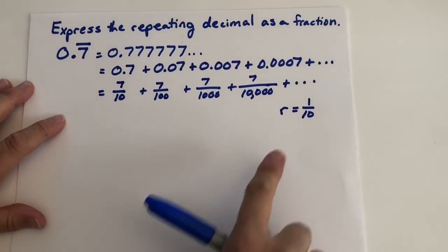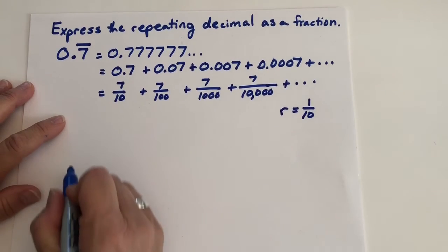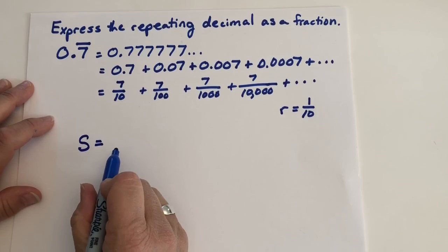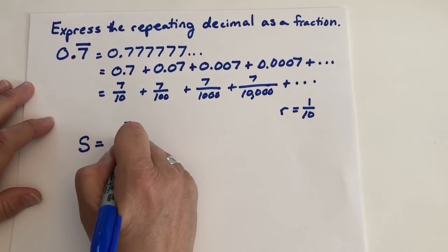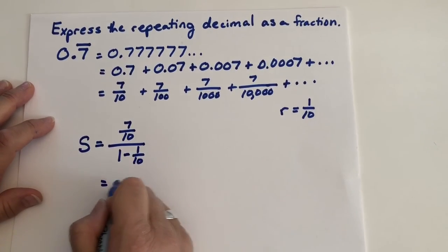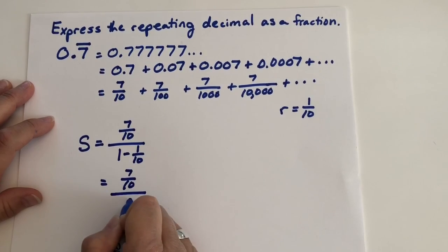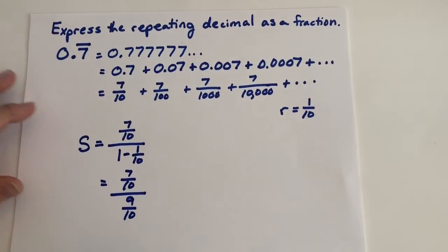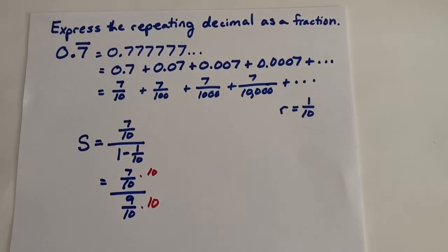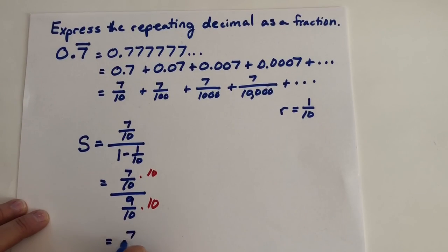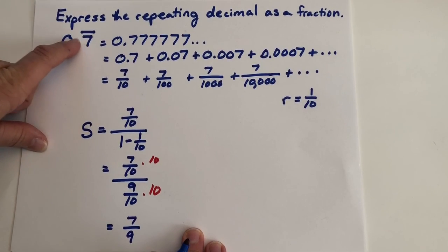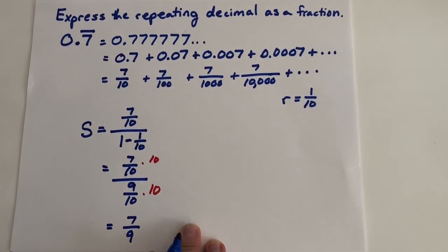Well, because our r value is between 1 and -1, we can use our formula that says the sum is equal to the first term divided by 1 minus r. So we have 7/10 divided by 9/10. And if we just multiply by 10 over 10 in this problem, we will see that we get an answer of 7/9, which may have been a fact that you already knew, that 0.7 repeating is equal to the fraction 7/9.